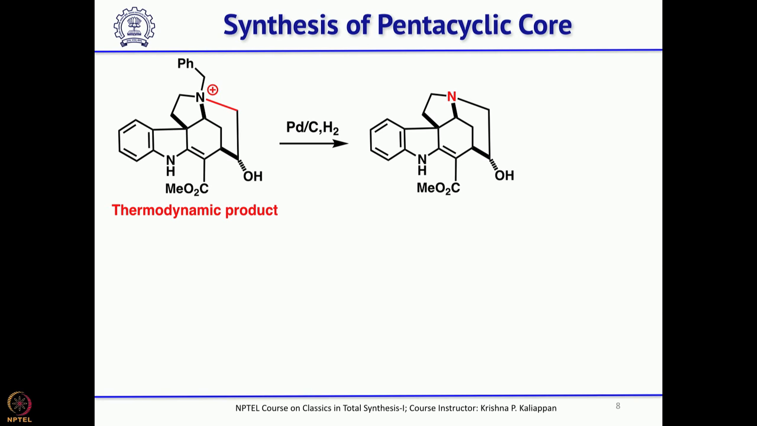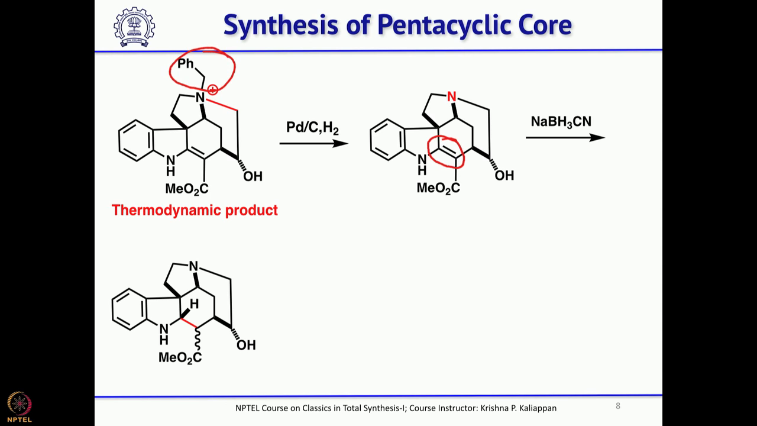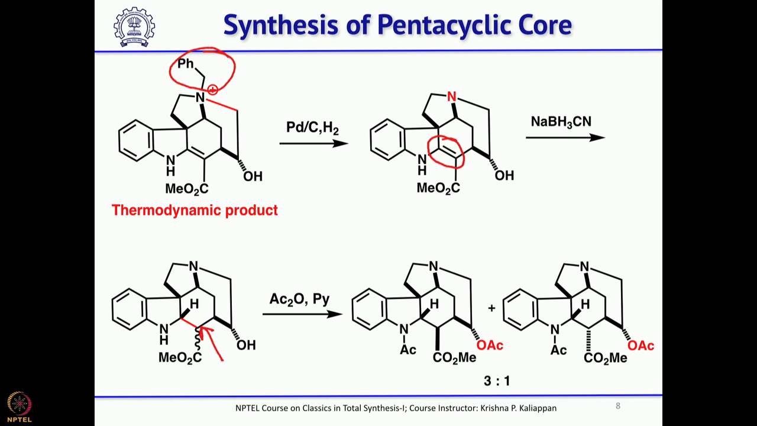Now the benzyl group can be easily removed under hydrogenolysis conditions, then the push-pull double bond can be reduced with sodium cyanoborohydride, but you get a mixture at this carbon, no problem. Now you have the free hydroxyl, that should be acetylated. When you acetylate, at that stage you should be able to separate these two. So you have this beta ester and alpha ester in the ratio 3:1.